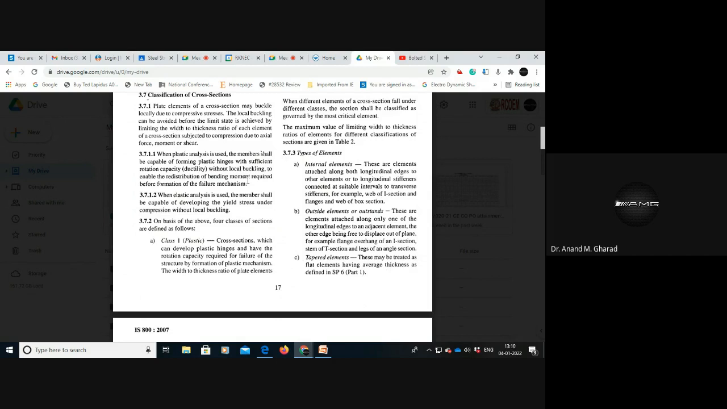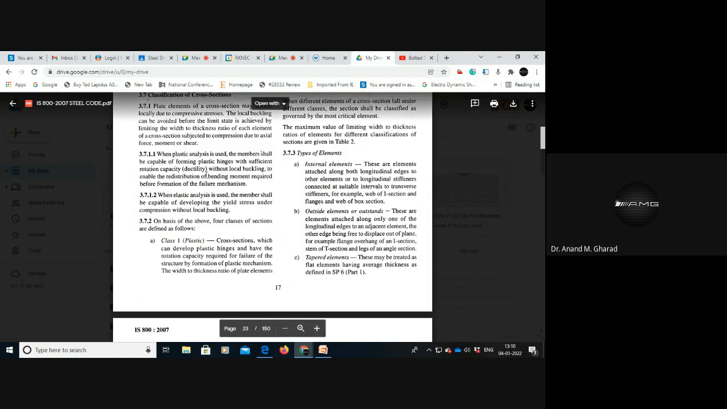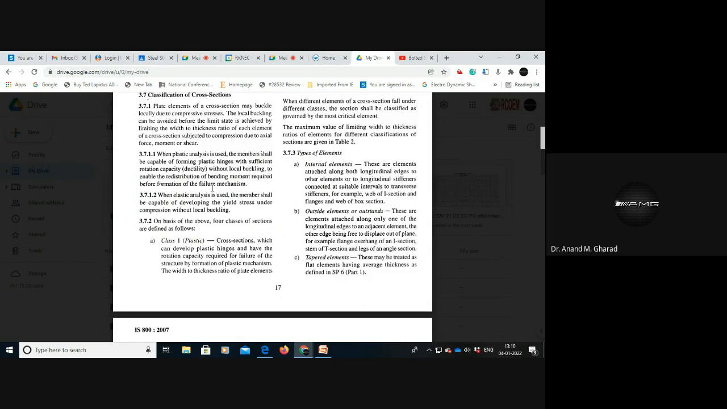Such type of material you can consider to be the ideal material, or such type of cross section you can consider to be an ideal cross section. Why ideal? Because this cross section has developed plastic hinges. And what was the reason for the creation of plastic hinges? The various elements of these cross sections did not fail locally, or local buckling was not observed, because of which the complete cross section was able to develop that plastic hinge. So this is the concept of plastic theory or plastic analysis, which we have seen in brief.